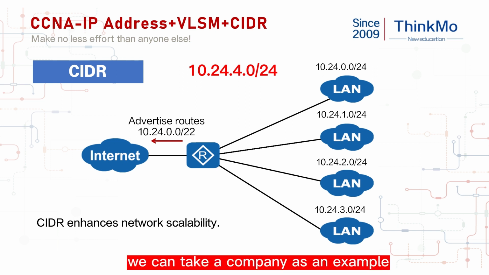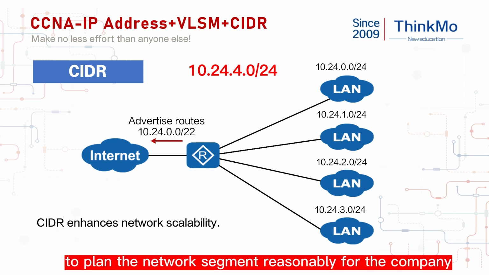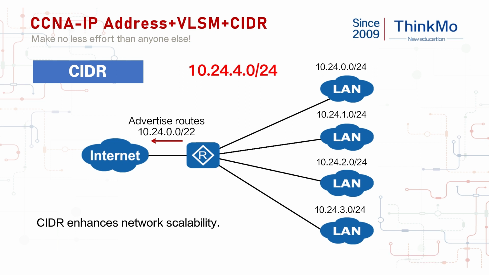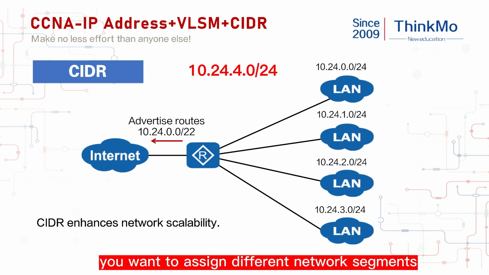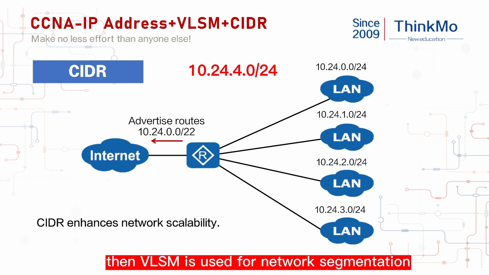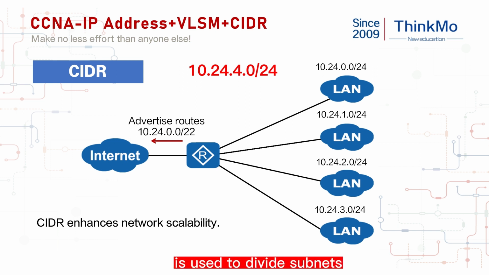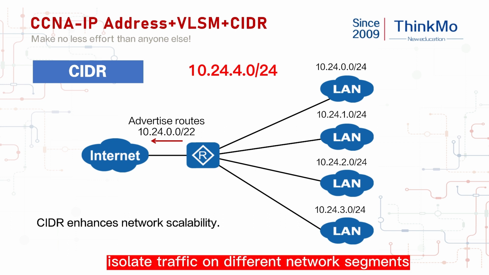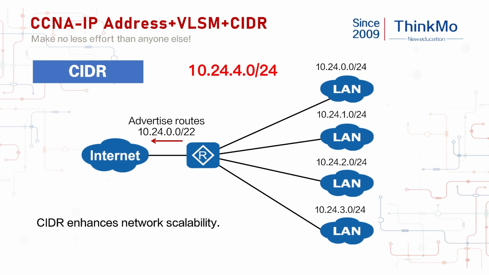We can take a company as an example. We as network engineers need to plan the network segments reasonably for the company. It's equivalent to assigning different network segments to different departments of the company. We won't talk about switching technology today. In terms of simply dividing the network into segments, VLSM is used for network segmentation, used to divide subnets and isolate traffic on different network segments.